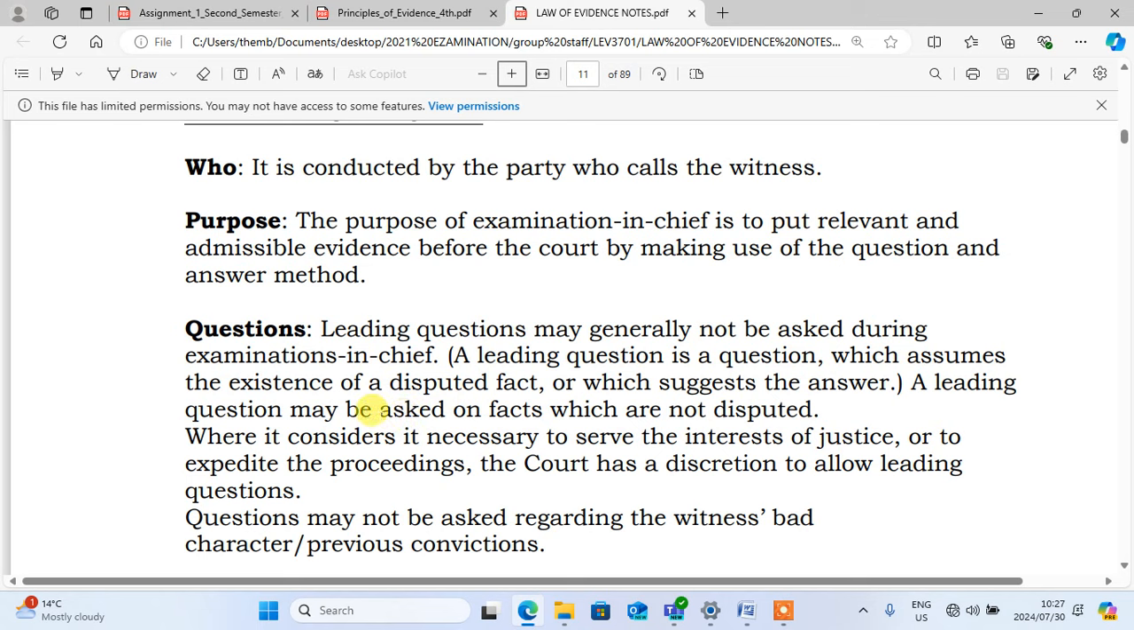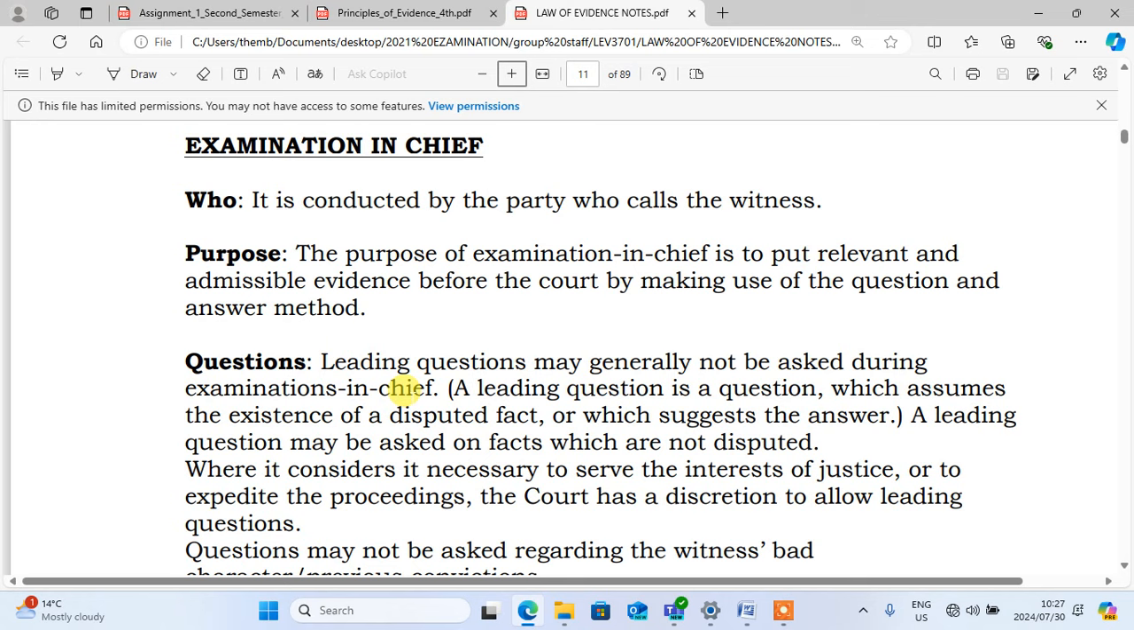A leading question is a question which you answer by saying no or yes. For example, did you eat today? You will just simply say yes. In the examination in chief, you are not allowed to ask that question. Rather you will say, what have you eaten today? So the person will explain that today I have eaten food, or if you have not eaten, no, today I have not eaten. Rather than saying did you eat, you understand? So it's not allowed to say did you eat. You have to ask in a way that the witness will give more information.